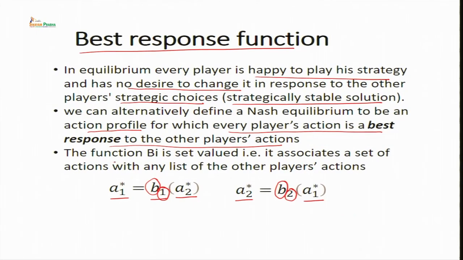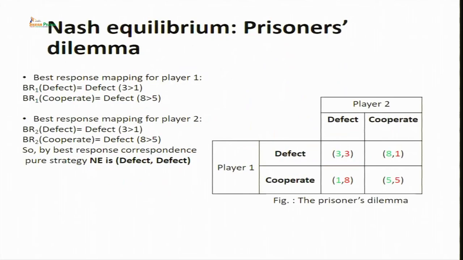This function B_i, capital B_i, is called the best response function. It is a set valued function, which means that it associates a set of actions with any list of other players' actions. Having defined Nash equilibrium and the best response function, we will take up some examples and try to find Nash equilibrium with the help of best response functions. We will go back to our classical example of the prisoner's dilemma that we have been discussing since the last class also.